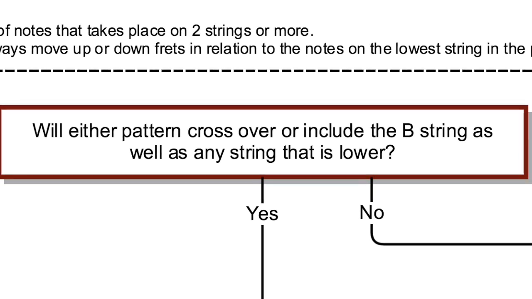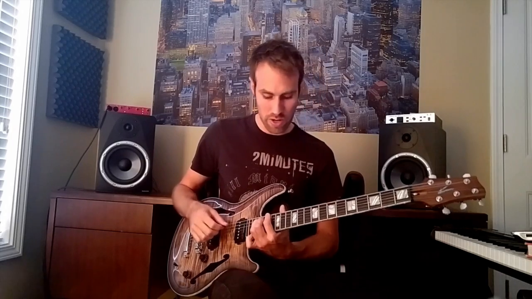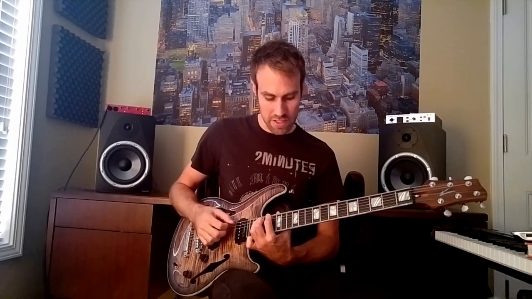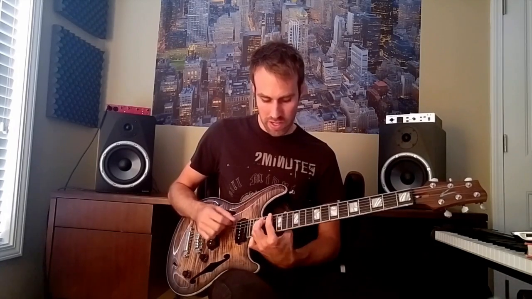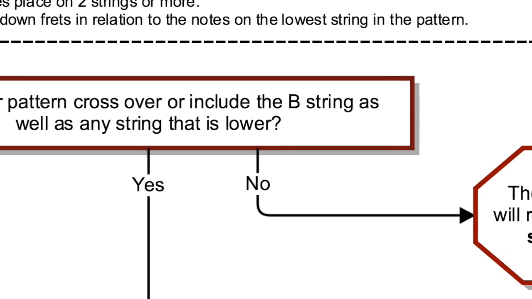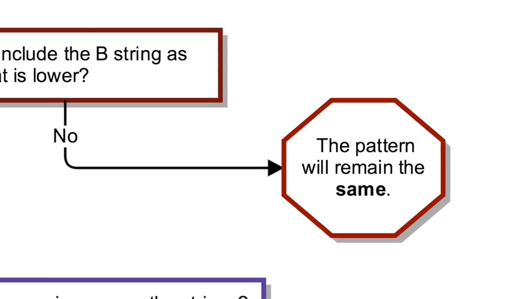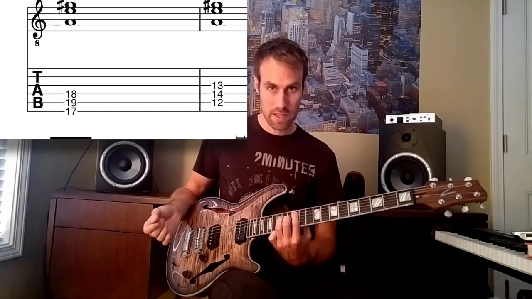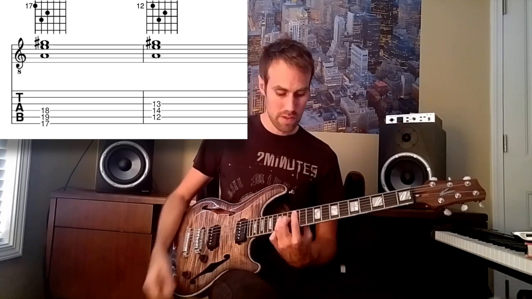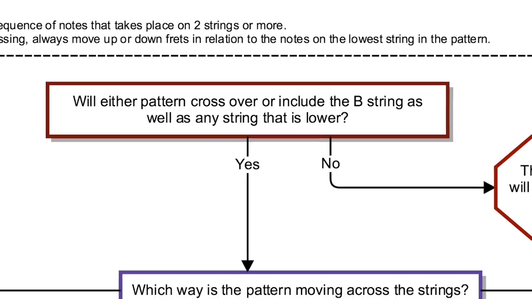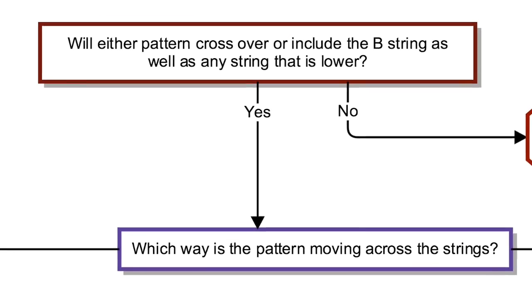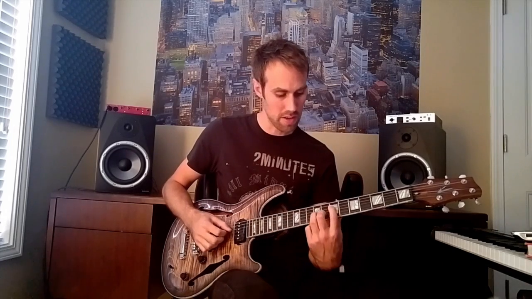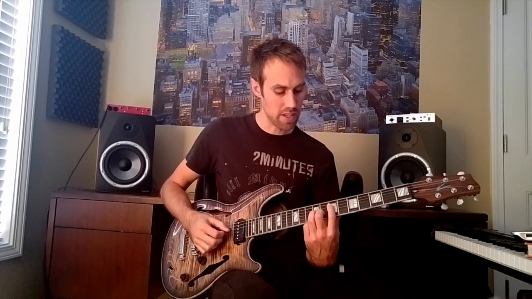Will either pattern cross over or include the B string as well as the string that's lower? In this case, it doesn't. Neither one of them is going to hit the B string. So we just go to the no. The pattern will remain the same. Easy enough. All right, so let's go up one more fret. Will either pattern take place on the B as well as the lower string? They will this time, because we're going from here to here, and there's the B string in there.